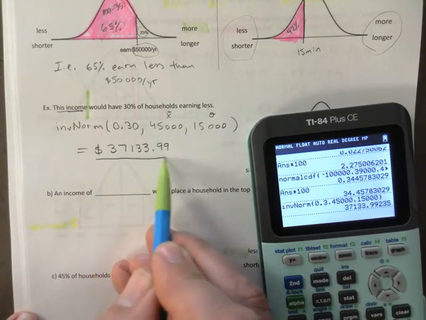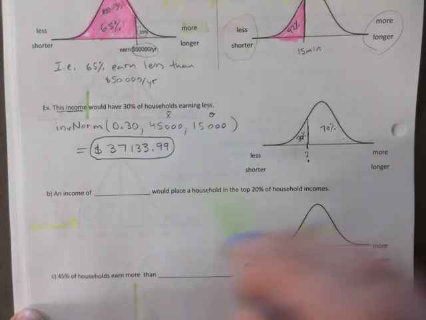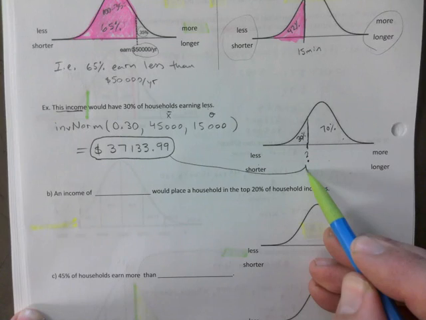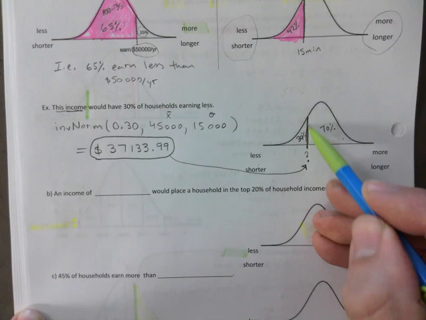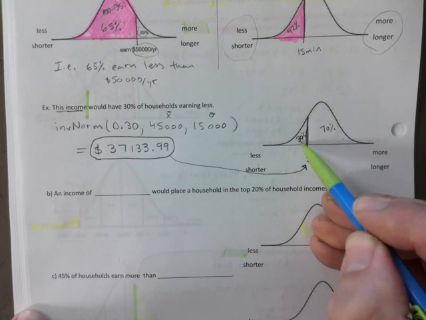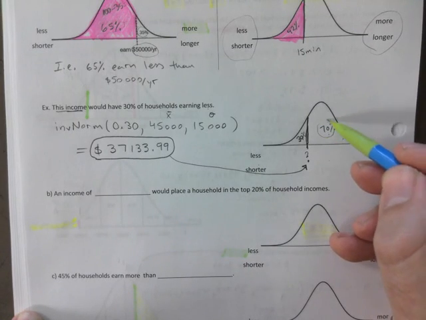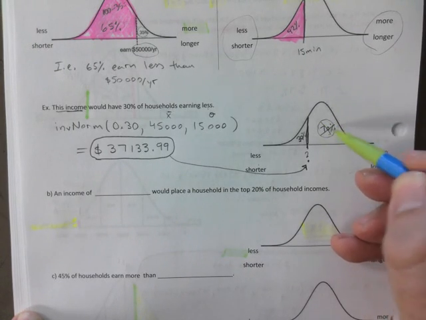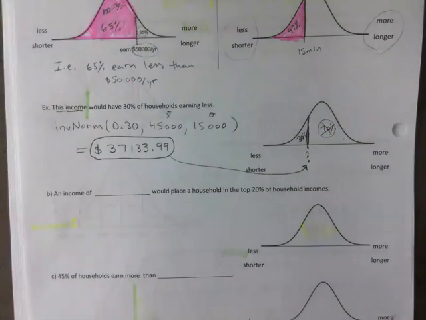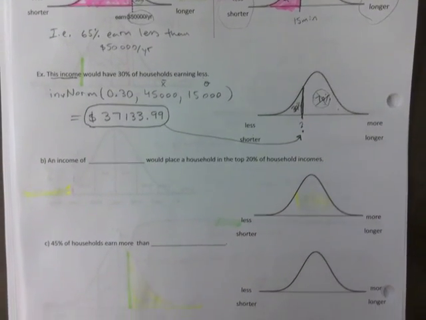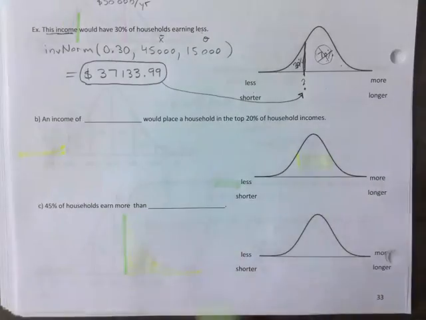Okay? So this is the income that indicates to us along the x-axis, right? That would be like the line. It would actually represent where that line goes where 30% earn less, 70% of people earn more. Except for this, inverse norm doesn't care for this. It only wants that. Okay? Okay, let's do a couple more. Hopefully you can wrap your head around this.